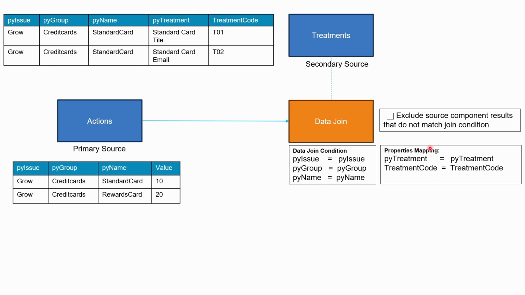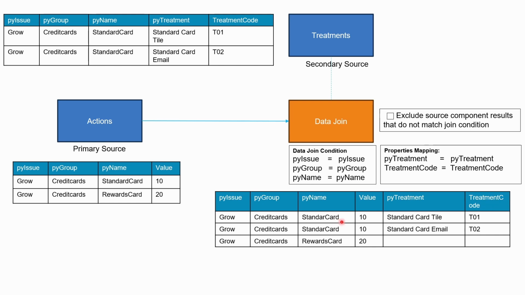As you can see here in the properties mapping, the treatment code is equal to treatment code. That means we are also mapping the treatment code from the secondary source to the primary source. Now in the results you can see with the standard card we also have a rewards card. And in the rewards card, the PY treatment and treatment code both are empty because there is no corresponding record in the secondary table, right? I hope you got enough information about the data join component.